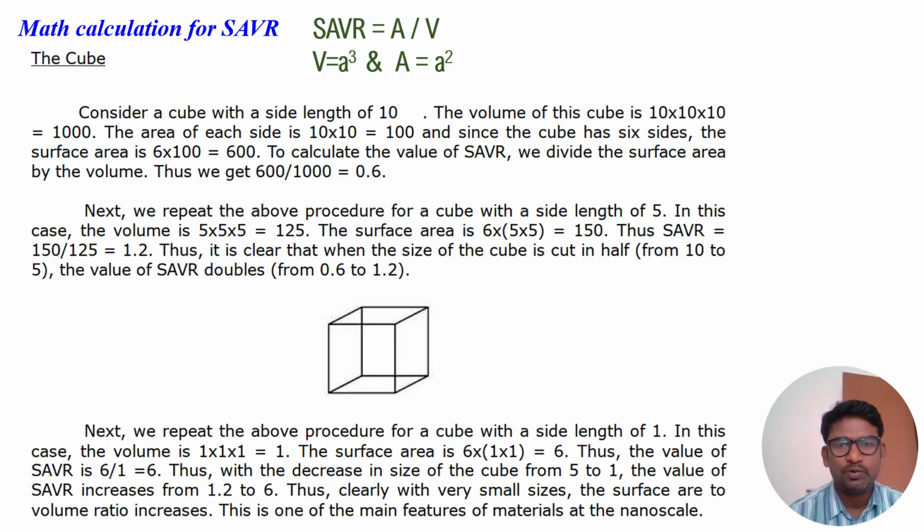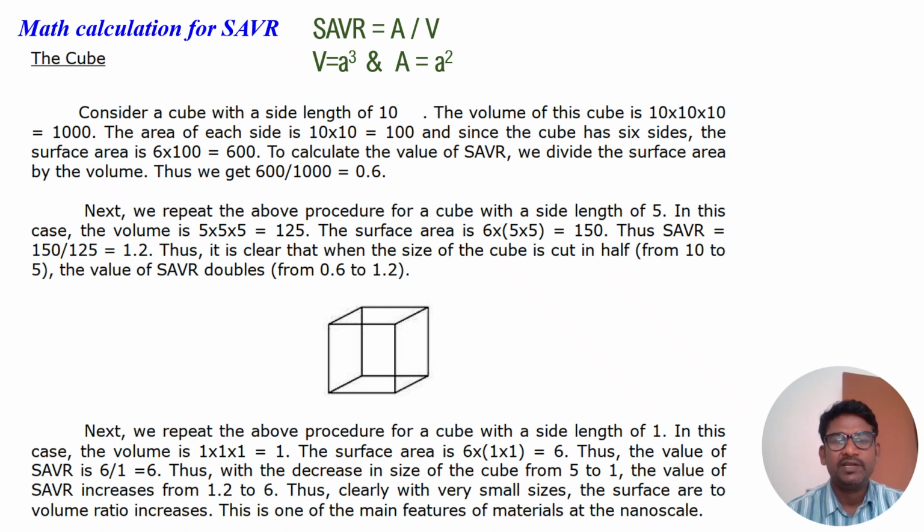So now we know what is volume and what is area, so that we can calculate the surface area to volume ratio, that is A by V. Yes, the surface area is 6 into 100, that is 600. See, you should understand there are 6 sides. That is why, for one side it is 100, for 6 sides it is 600. So 600 by 1000 gives 0.6.